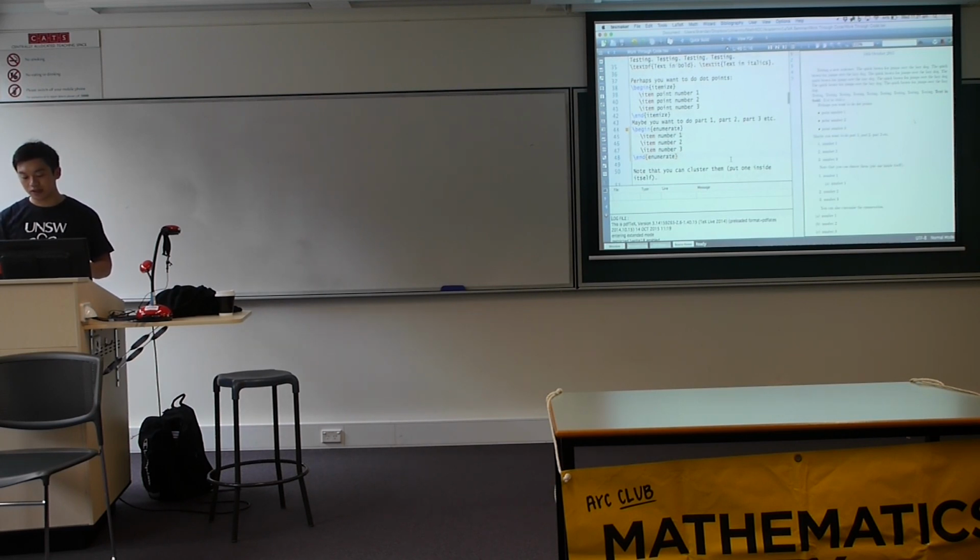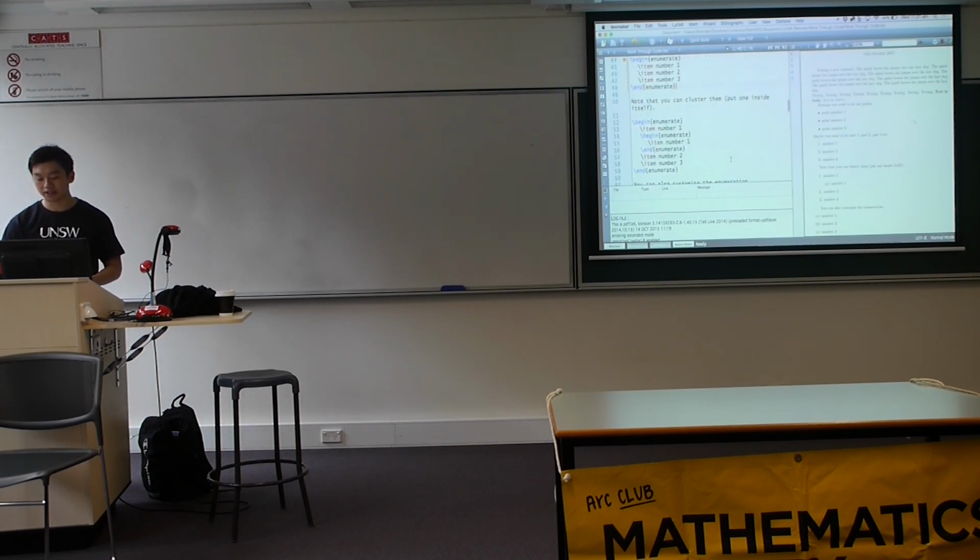Also, note that you can cluster them within one another. So you could do part A, part 1, part 2, and whatnot. And it's really just putting an enumerate within another enumerate to get that to happen. When you do that, you get this kind of thing happening. It auto-adjusts the numbering as well. It's really neat in that sense.